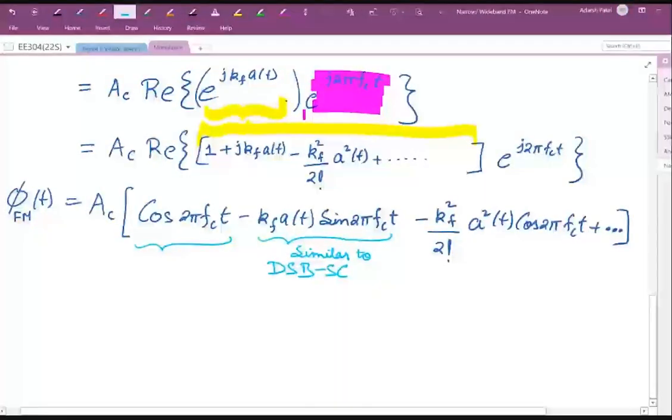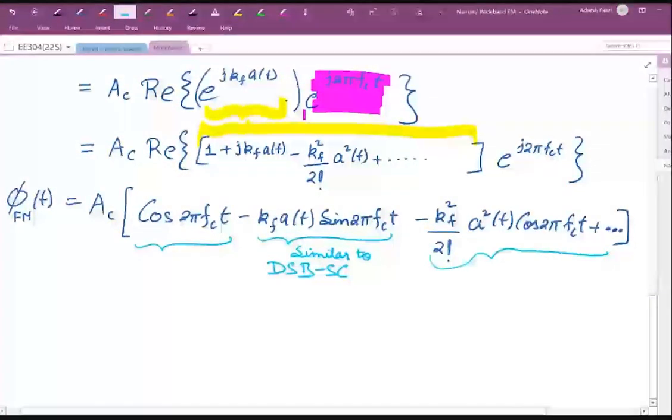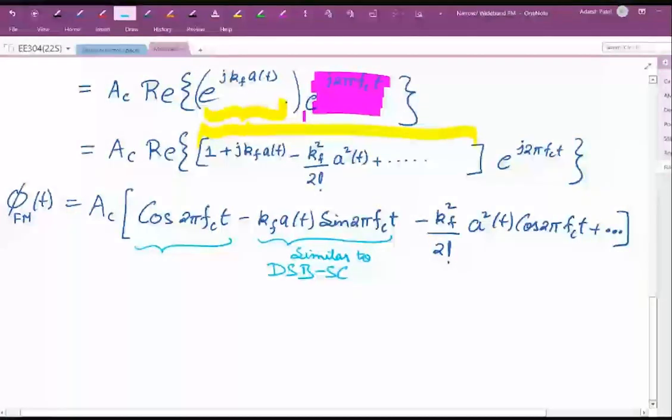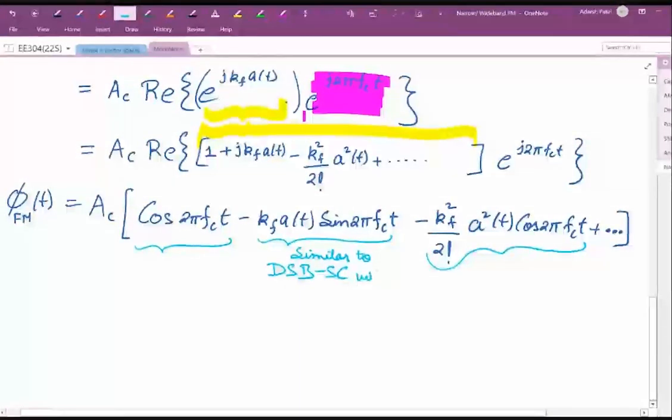Similar to DSB-SC. Now, similarly, if I see this part, what can we say about this? This is similar to DSB-SC with a(t) as the message signal.